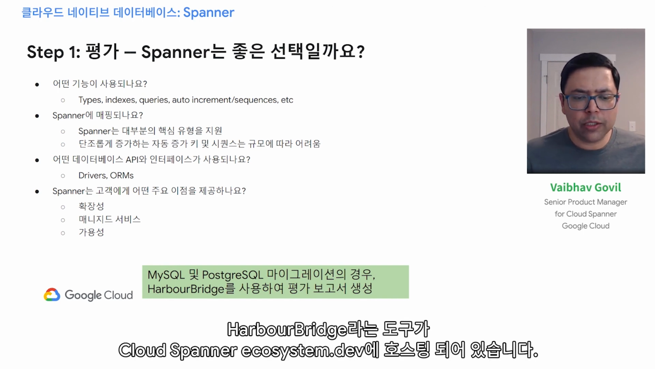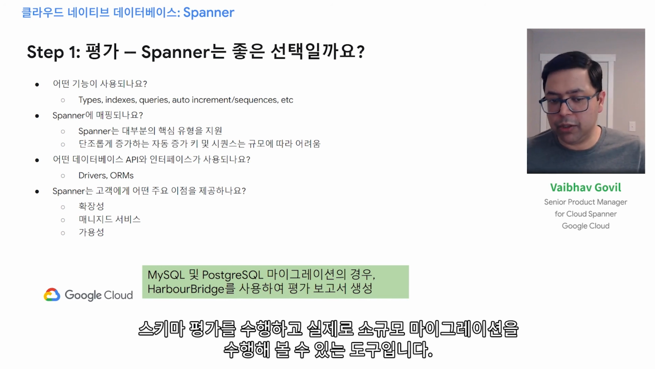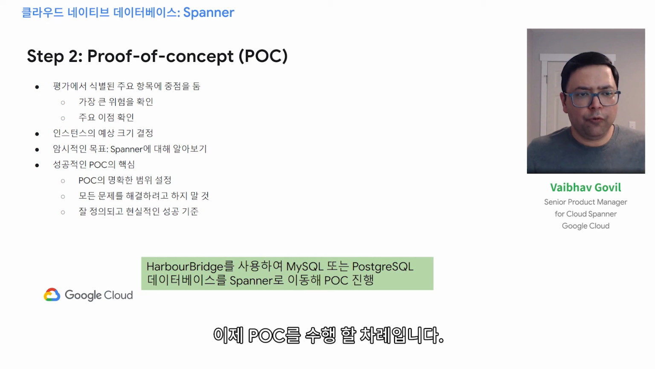We have a tool called HarborBridge, which is hosted on cloudspannerecosystem.dev. That is a tool which will do that schema assessment and actually do small migrations for you as well. I welcome you to check it out for MySQL and Postgres. It generates an assessment report actually. Then you do a proof of concept.